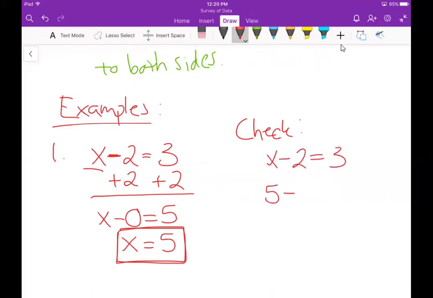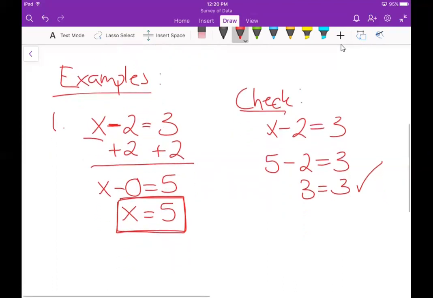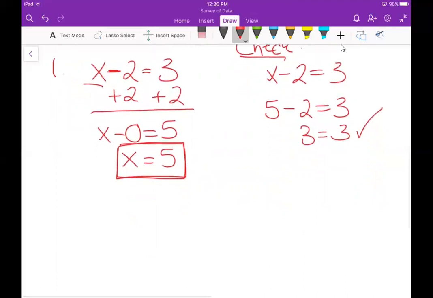Check to see if the answer you got works. 5 minus 2 equals 3, 3 equals 3, and we must have found the right answer. Okay, so I won't do this checking step all the way through, but that's just a good thing to do, especially as you get into more complicated linear functions that you're solving. Check that work and see if you got the right answer, or if maybe you made a mistake along the way.